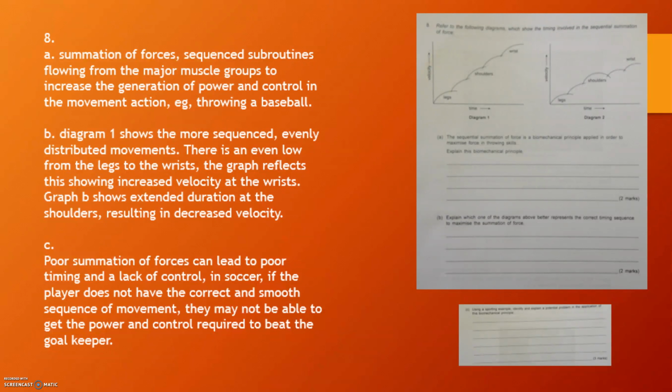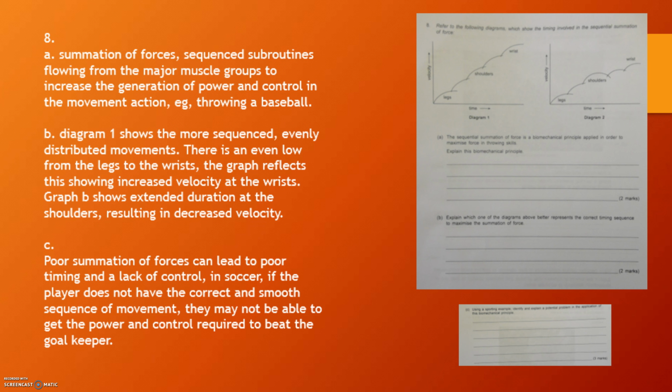Explain which one of the diagrams above better represents the correct timing sequence to maximise summation of force. So I've said diagram 1, that shows more sequenced, evenly distributed movements. There is an even flow, it's meant to be, from the legs to the wrists. The graph reflects this, again referring to the graph to show your analysis. The graph reflects this showing increased velocity at the wrists. Graph B shows extended duration at the shoulders, resulting in decreased velocity by the time it gets to the wrists.